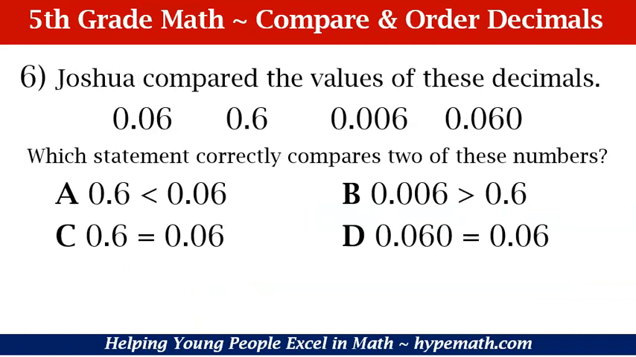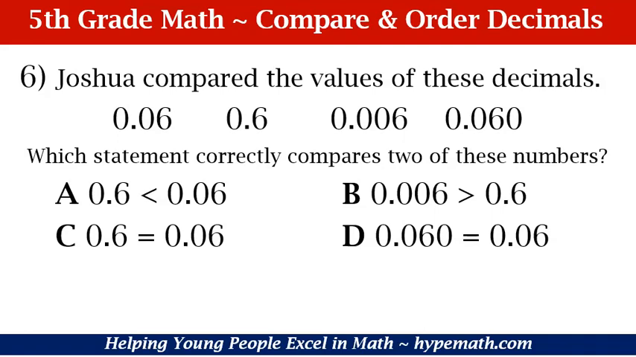This is our last problem. Number 6. Joshua compared the values of these decimals: 0.06, 0.6, 0.006, 0.060. Which statement correctly compares two of these numbers?